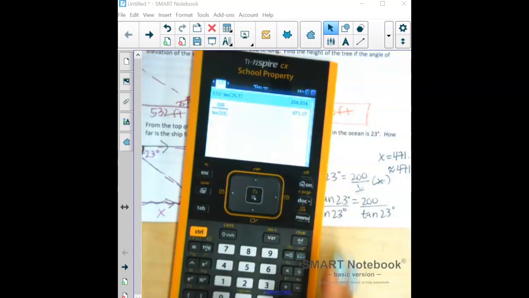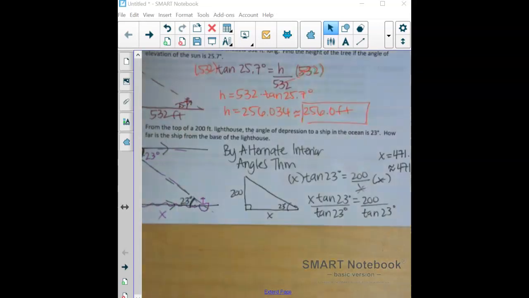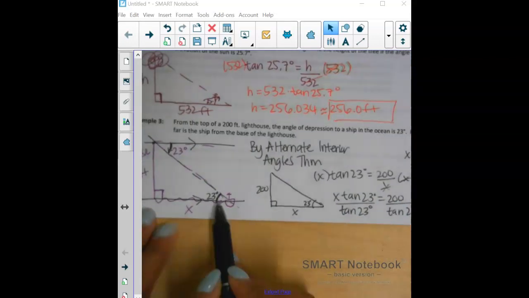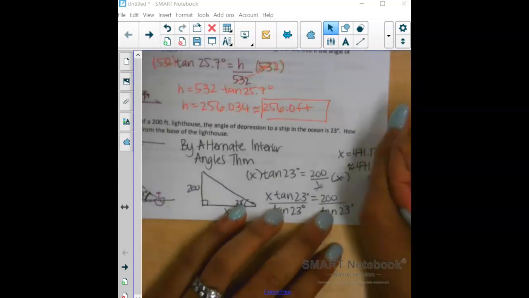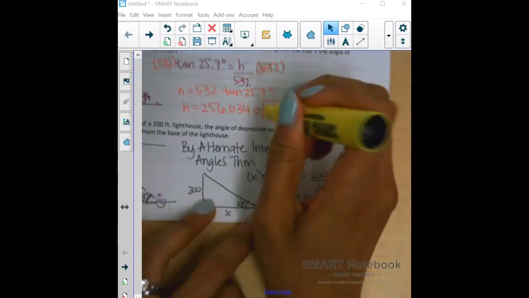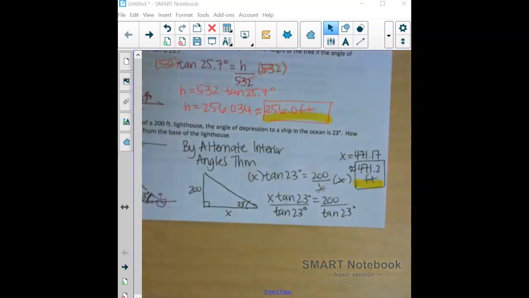And since I found that length, is that degrees or feet? Feet, because this is a length from the base of the lighthouse all the way over to the ship. That would be my answer. So these are my two answers on my first page.